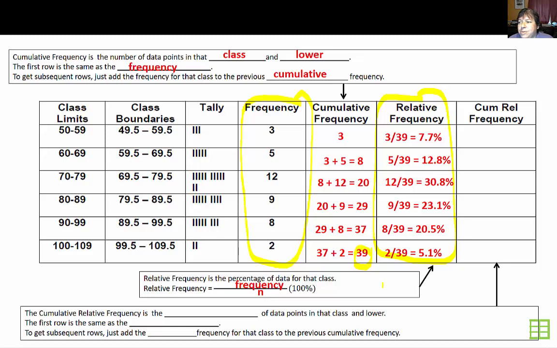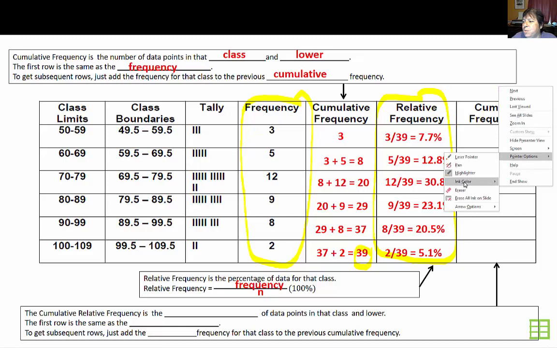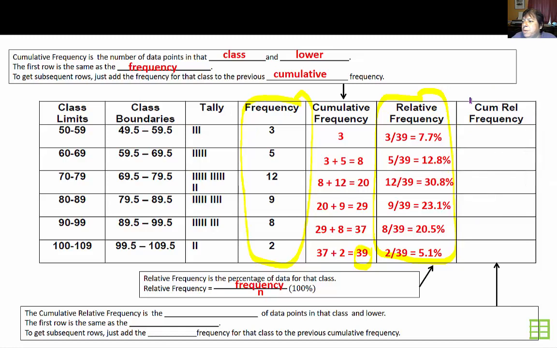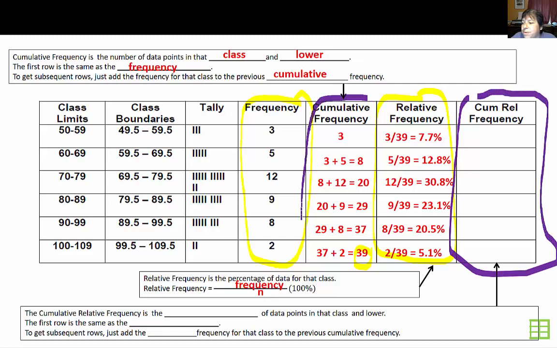So cumulative relative frequency is kind of like, you know how cumulative frequency is to frequency? Cumulative relative frequency, let me see if I can change my color. We're purple. So cumulative relative frequency is really kind of related to cumulative frequency, all right? And it's the total percentage of data points in that class or lower. The first row is honestly the same as the relative frequency next to it. So in that case, it's 7.7%. So it's 3 over 39 is this.